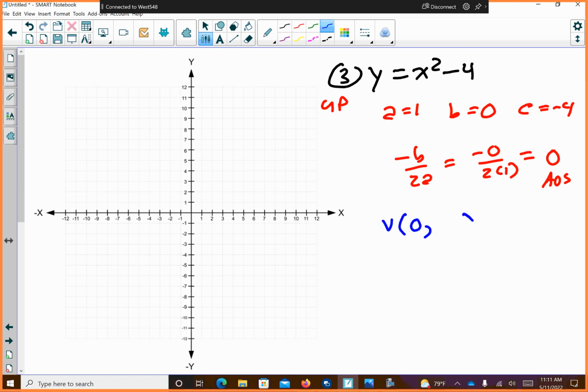So I know I'm going to have 0. What should I do with this 0? Plug it in. So I'm going to plug it in. So I'm going to get 0 squared minus 4. 0 squared is 0. 0 minus 4 is -4. So 0, -4 is down here.